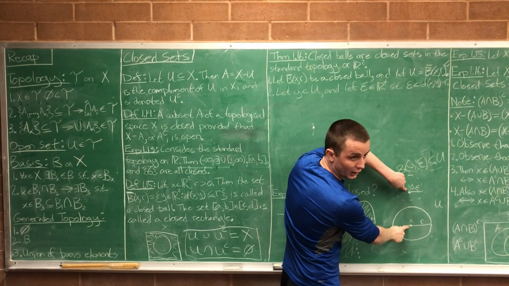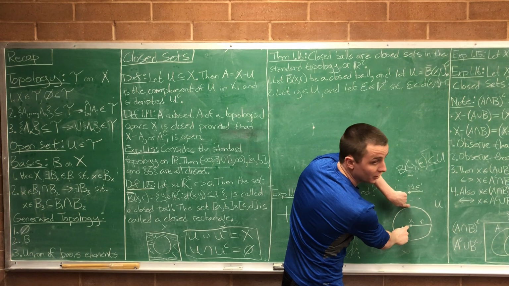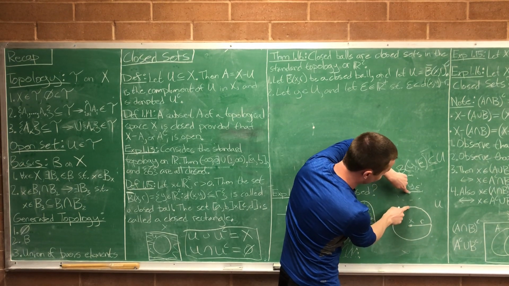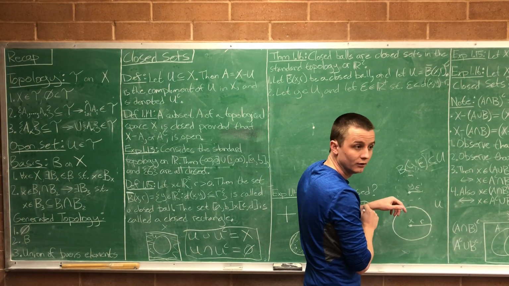Here's the distance from x to y, right? R gets me this far. So as long as my epsilon is less than this distance, we're good, right? That will keep my ball completely outside of this circle.